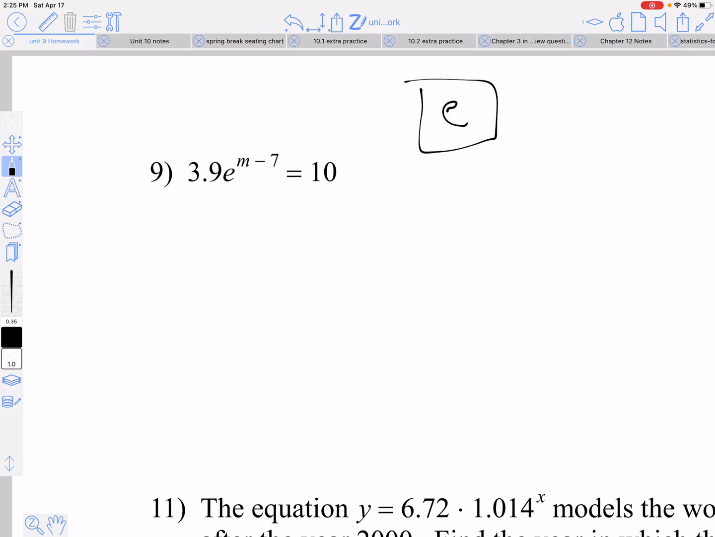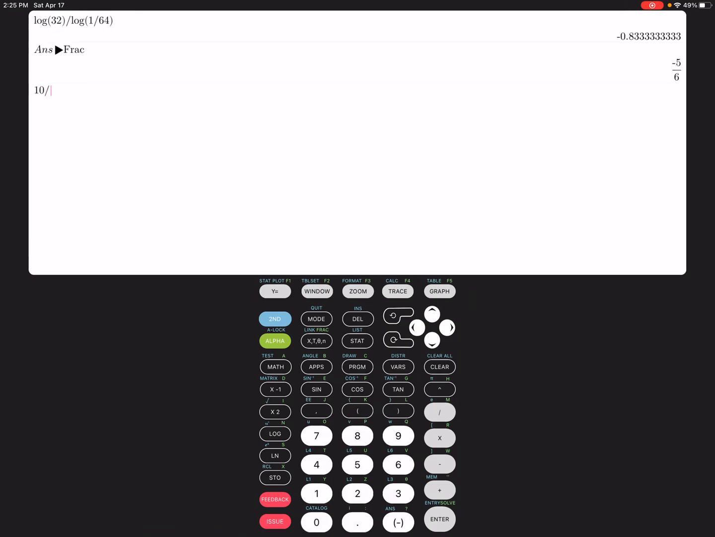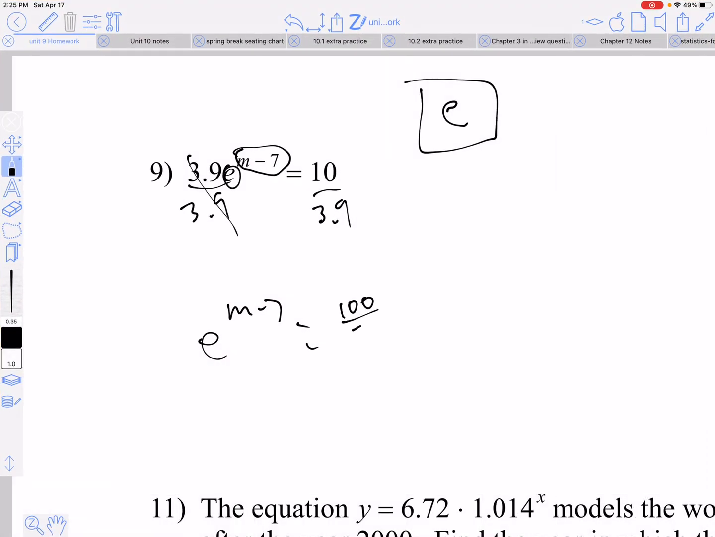So what I'll do here is I have my base, I have my exponent. I'm going to ditch this 3.9, get it out of there. e to the m minus 7 equals, and then let's do 10 divided by 3.9. Sorry, equals 100 over 39.